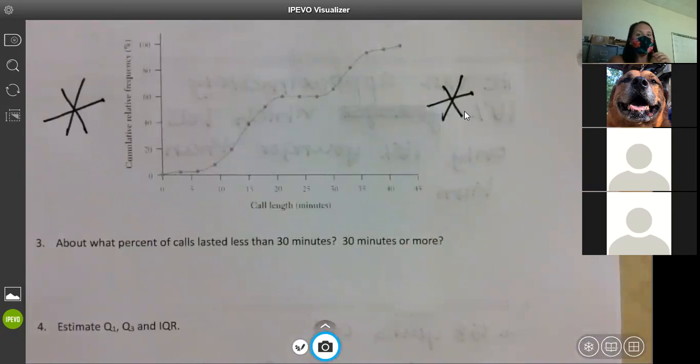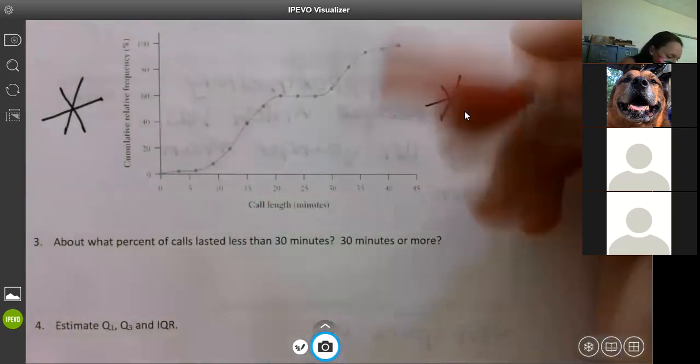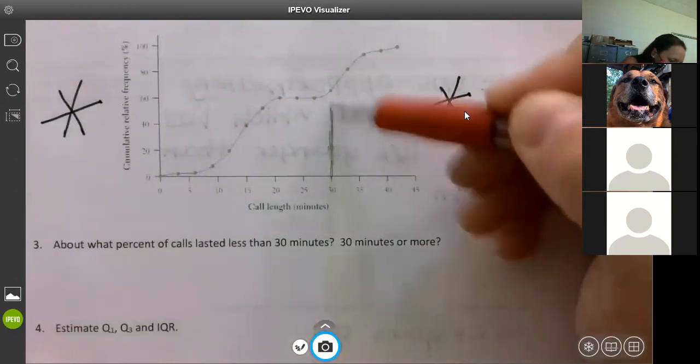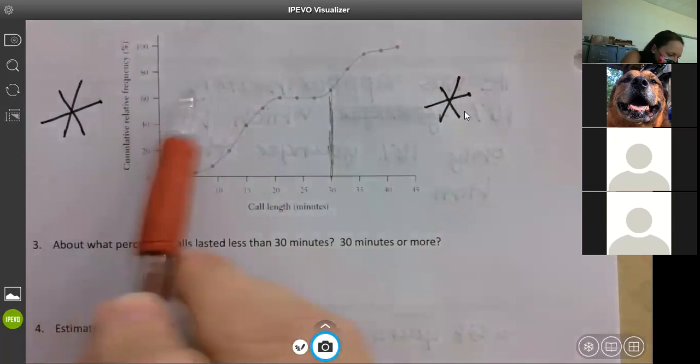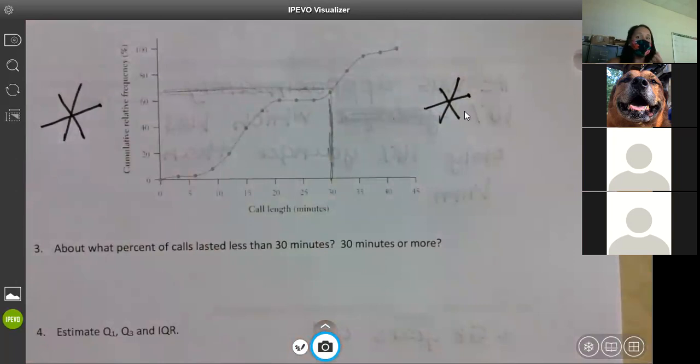About what percent of calls lasted less than 30 minutes? Less than 30 minutes. Like 50 something. Low 50s. How do you get 50s? What do you got to look at? On the bottom, 20 to 30 is like a flat line. Okay, so less than 30 minutes, we're going to look at 30. We're going to try to go up as much as we can, and then we're going to go across the best we can. Oh, never mind. It's okay. That is showing your work. Remember that. I told you on your test, that'll be showing your work.